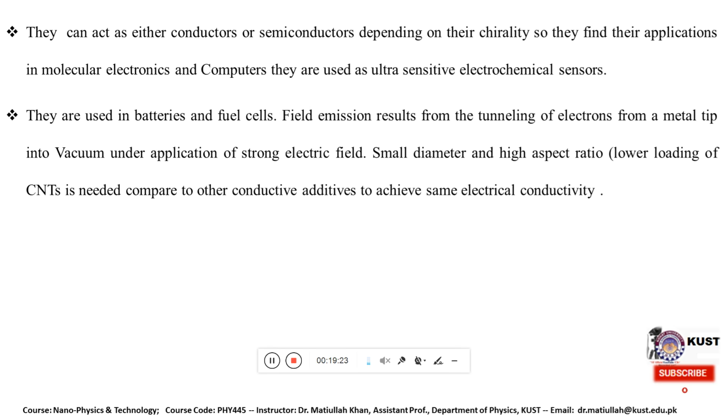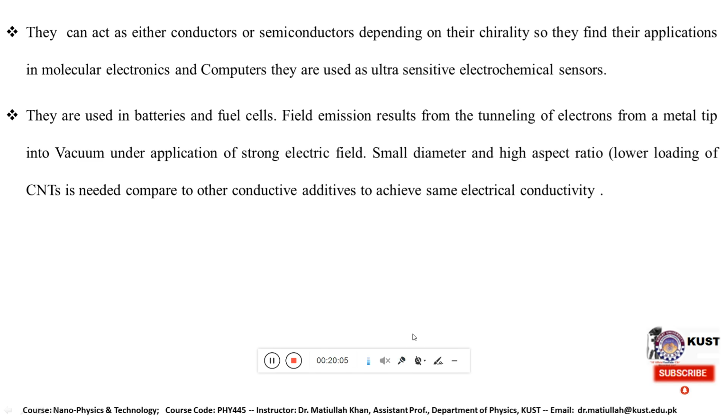The other applications of carbon nanotubes are in batteries and fuel cells. Field emission results from the tunneling of electrons from a metal tip into vacuum under application of a strong electric field. For this, a small diameter and high aspect ratio, that is a longer carbon nanotube, is needed. With small diameters and high aspect ratio, a lower loading of carbon nanotubes is needed, compared to other conductivity additives, to achieve the same electrical conductivity.